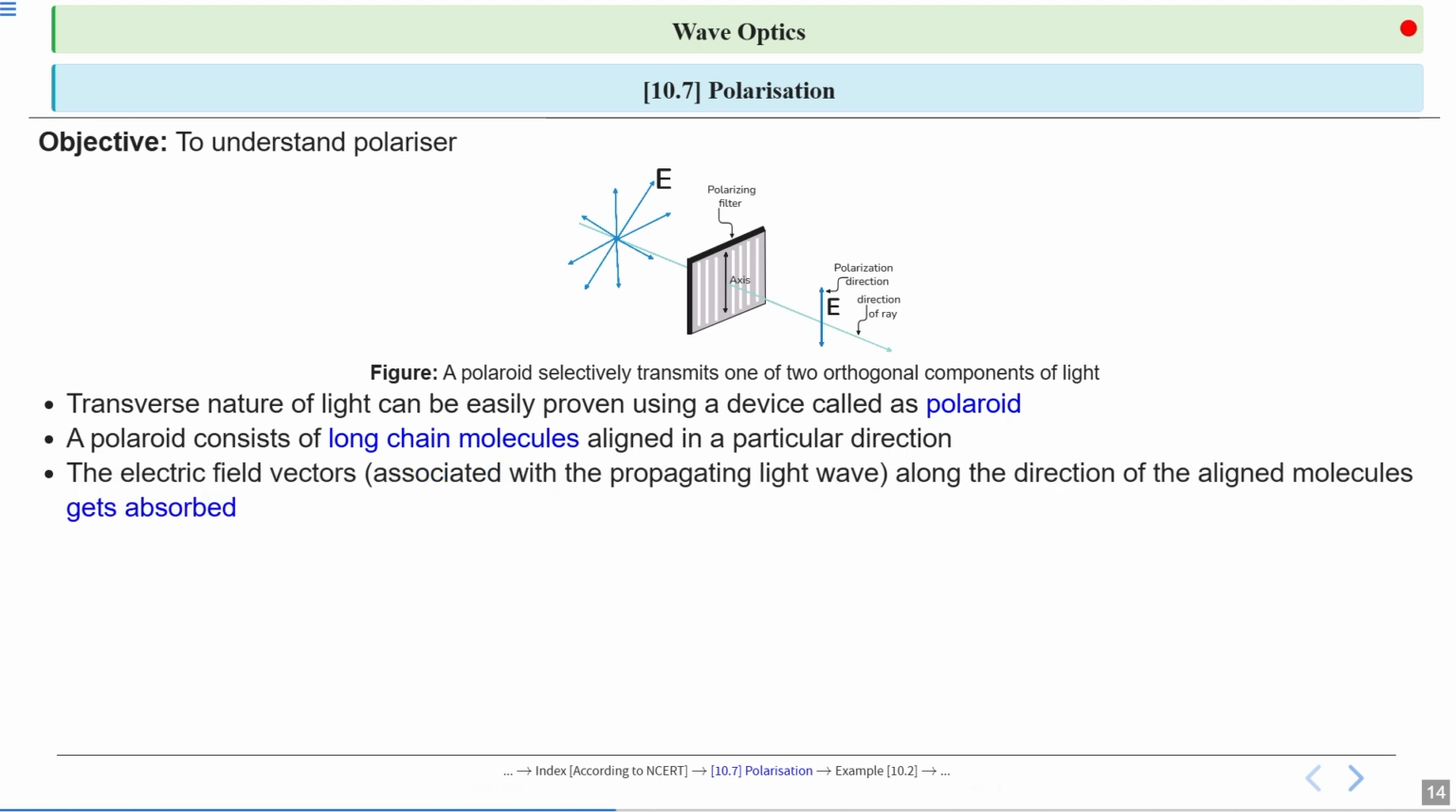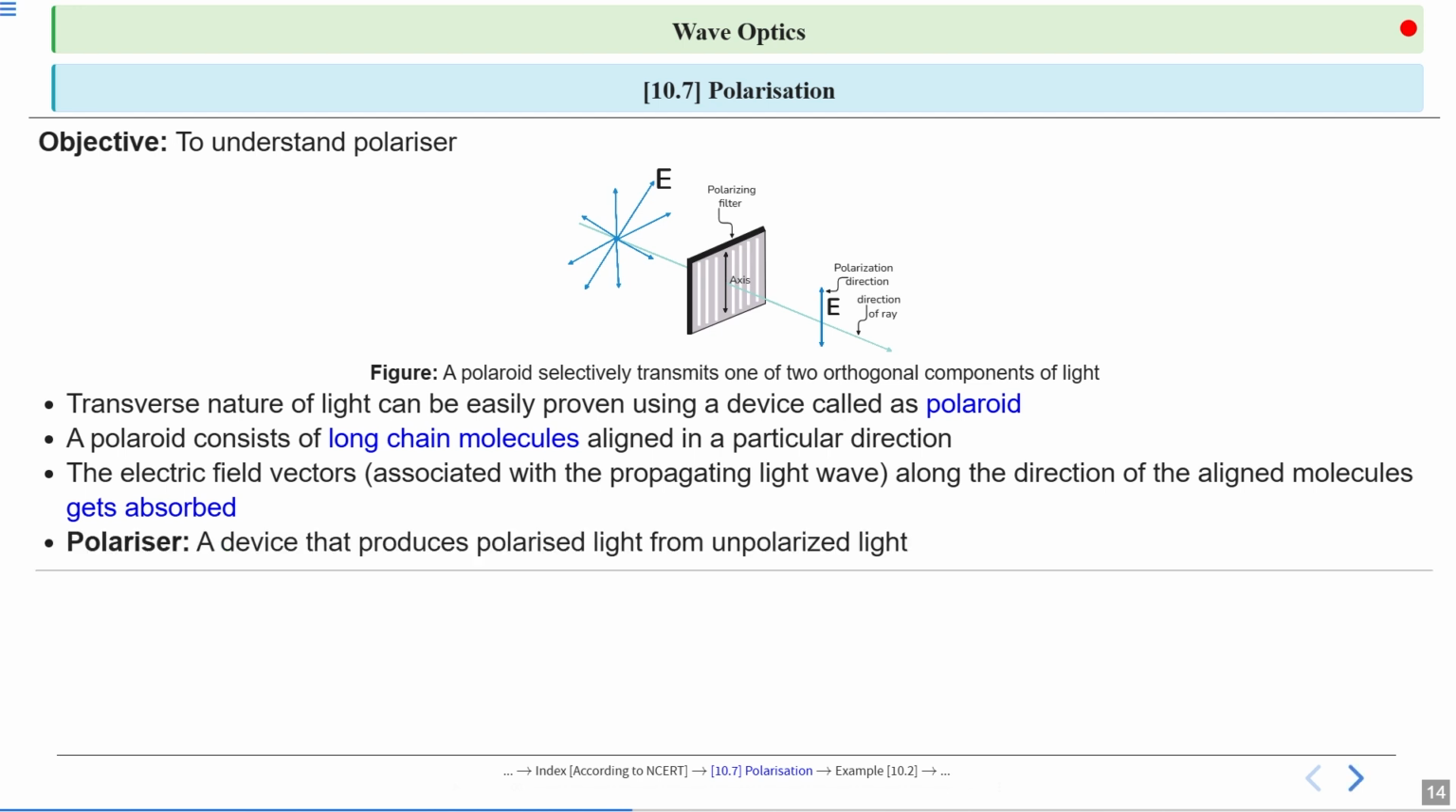Okay, notice how the electric field vectors of the light wave interact with the Polaroid. The vectors that align with the direction of the molecules get absorbed. This selective absorption is what allows the Polaroid to filter light, letting only certain orientations of electric field pass through.